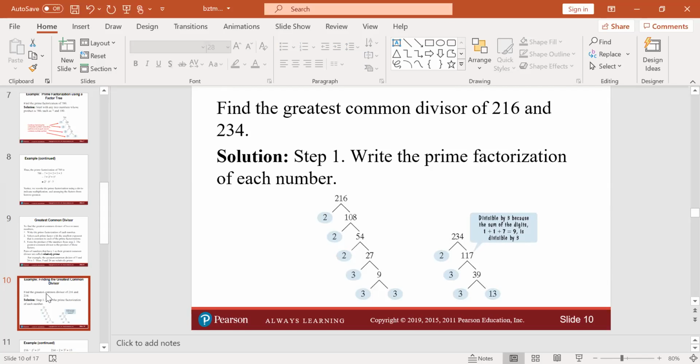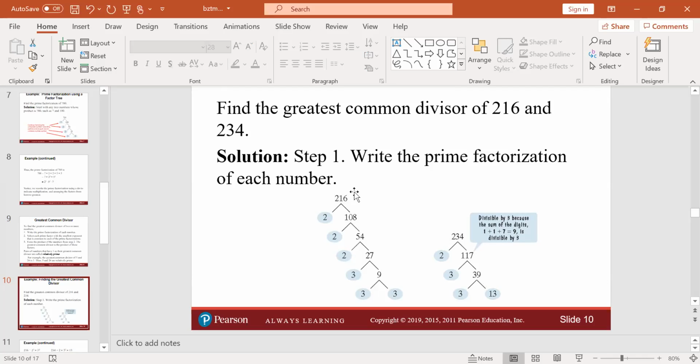So you could, if you wanted to, find the GCD of 216 and 234. Now you might scratch your head for a second because those are some pretty big numbers. 216 is certainly no small fry. 234 is certainly no small fry. So you might have to play around a little bit.